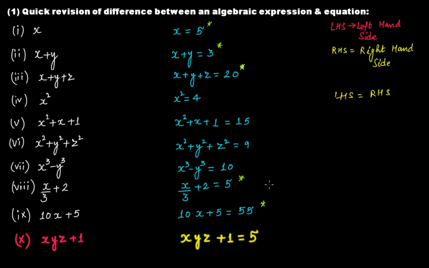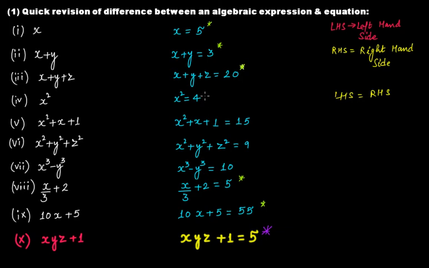Can you see here, which I have not highlighted with the star: x square is equal to 4, x square plus x plus 1 is equal to 15, x square plus y square plus z square is equal to 9, x cubed minus y cubed is equal to 10. And in this case, for a moment, just leave this one. This is very important. For a moment, just leave this one. We'll discuss this in very detail.